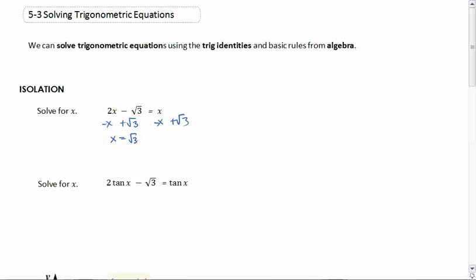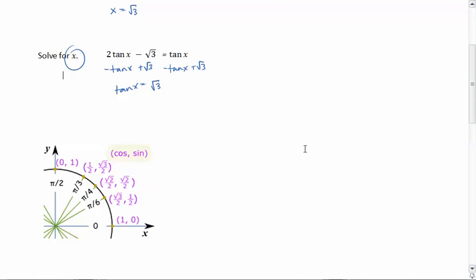First we're going to isolate that x. So we would say minus tangent x plus rad 3, and we get tangent x equals rad 3. We're not quite done because we need an x equals. We're trying to solve for x. So when does tangent x equal rad 3? Well, we could do inverse tan of rad 3, or we could think about our unit circle, right? What are all our values on our unit circle for tangent of x equals rad 3?